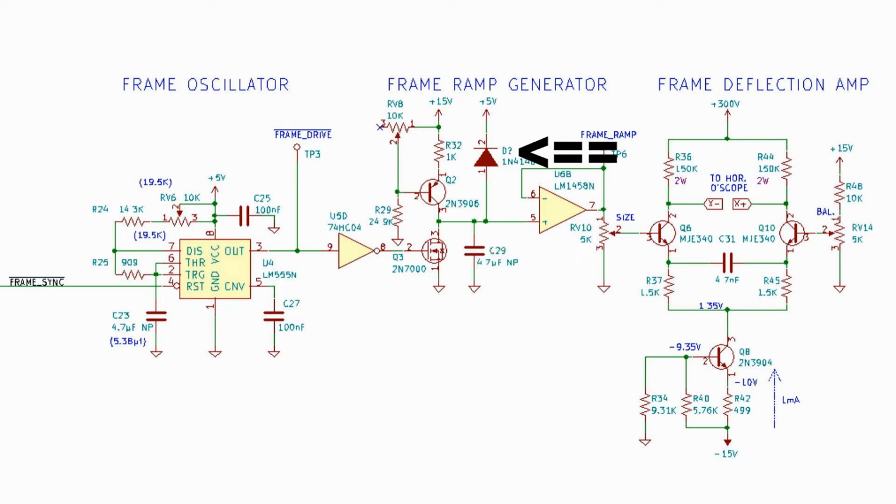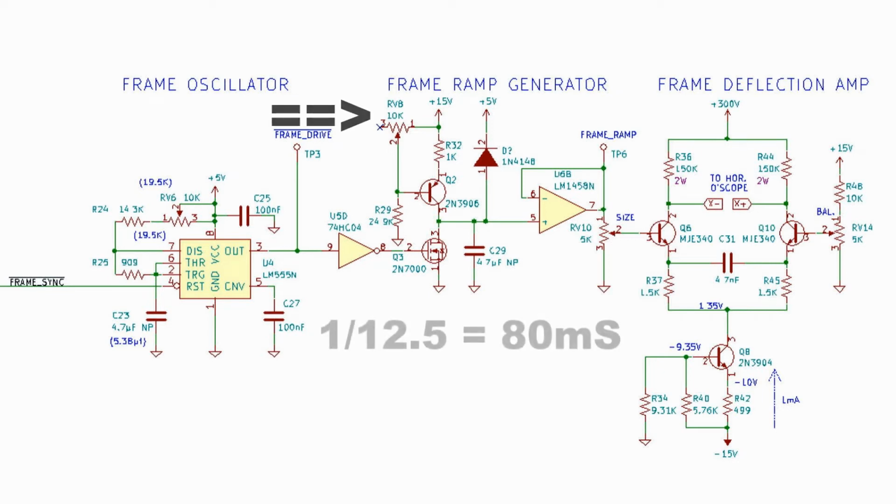The diode is there to clamp the charge on the capacitor at 5.6 volts to prevent overdriving the frame deflection amplifier, which we'll get to in a moment. The rate of the ramp is adjusted with RV8, which sets it so that the ramp charges from 0 to 5 volts inside the frame time of 1/12.5 of a second. Yeah, that's a real number.